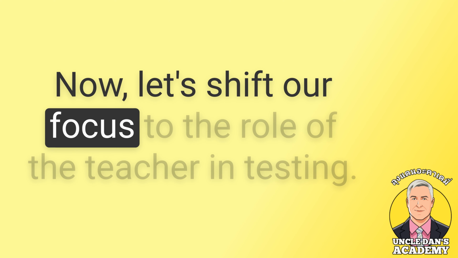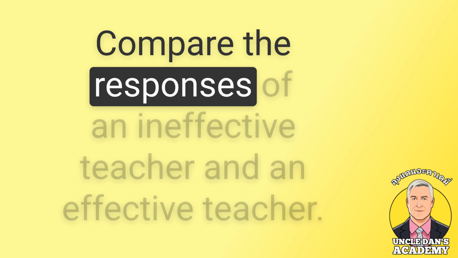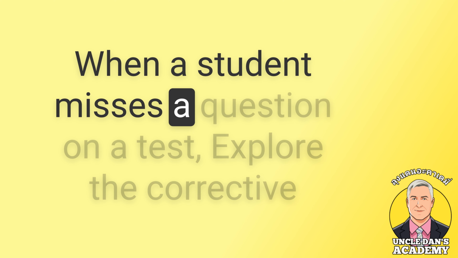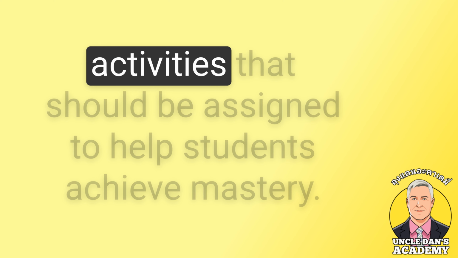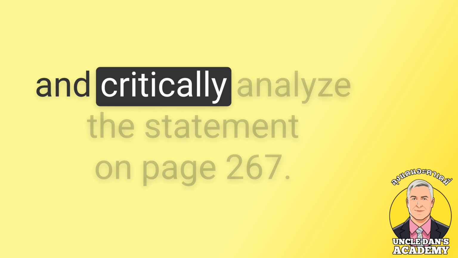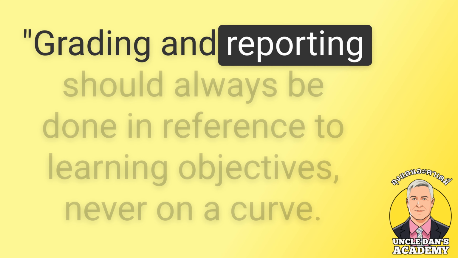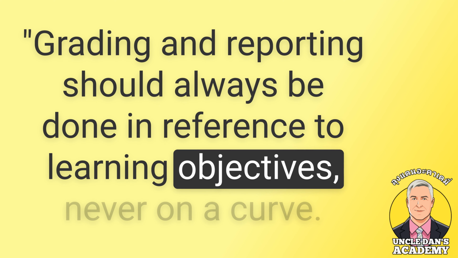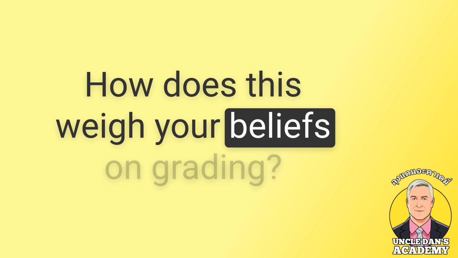Now let's shift our focus to the role of the teacher in testing. Compare the responses of an ineffective teacher and an effective teacher when a student misses a question on a test. Explore the corrective activities that should be assigned to help students achieve mastery, and critically analyze the statement on page 267. Grading and reporting should always be done in reference to learning objectives, never on a curve. How does this sway your beliefs on grading?